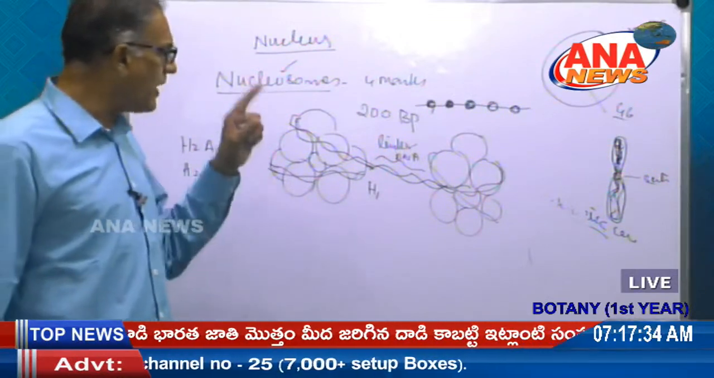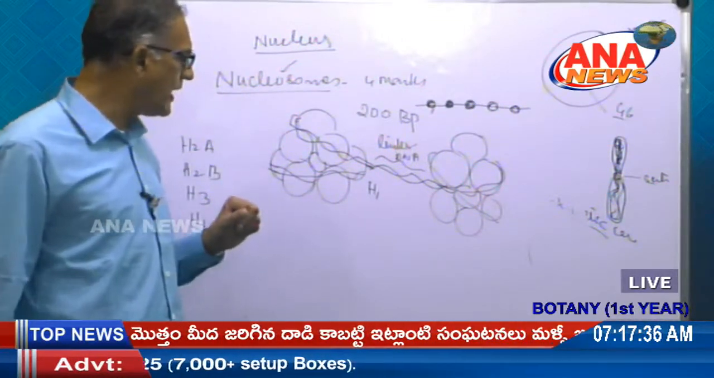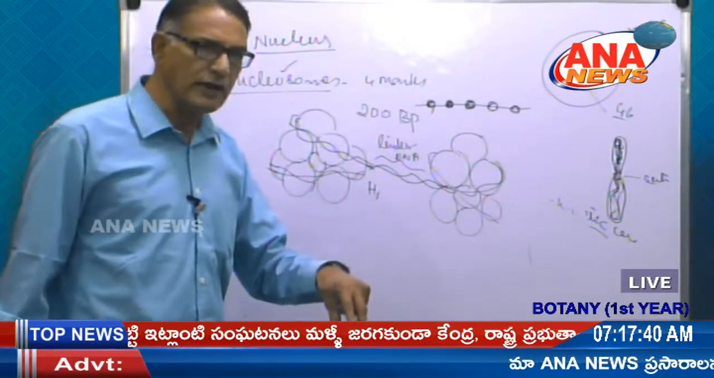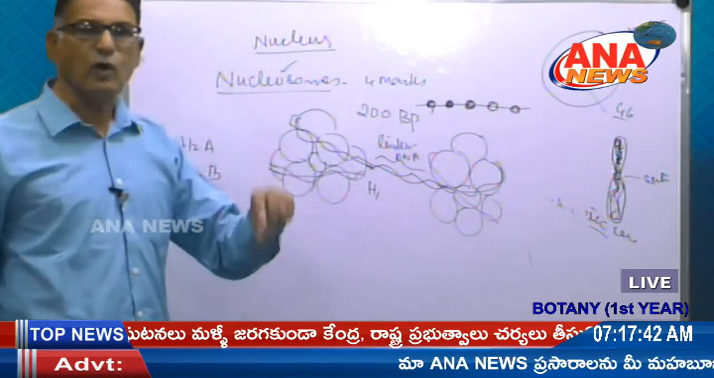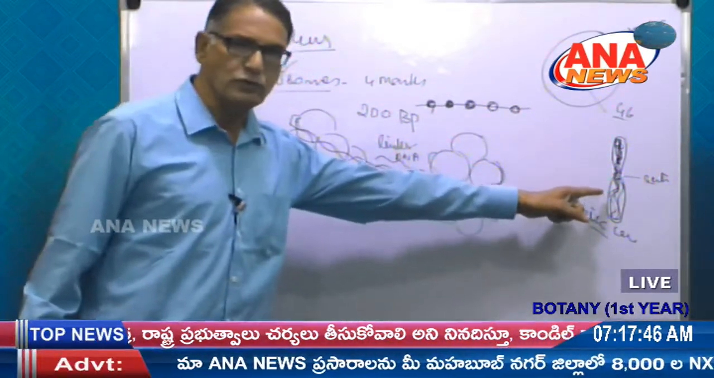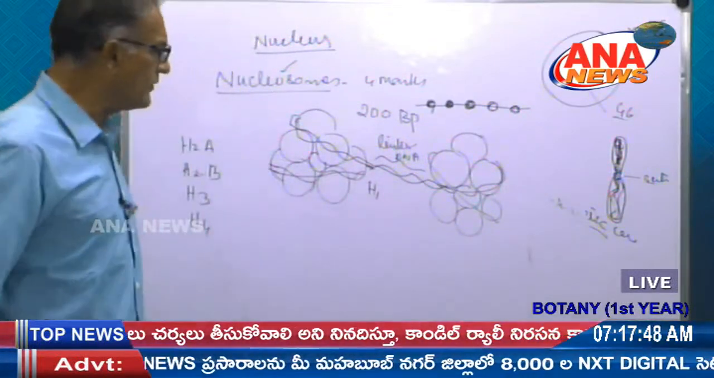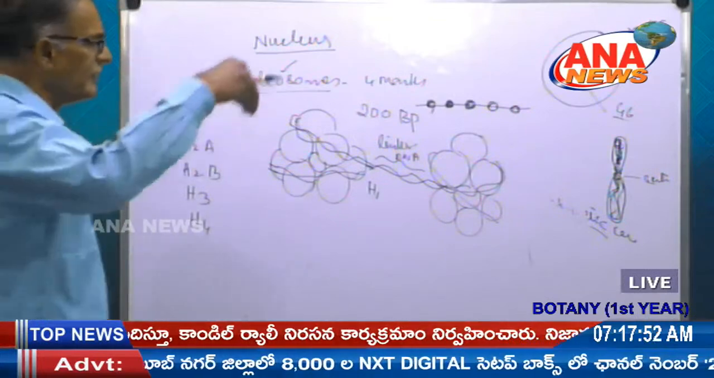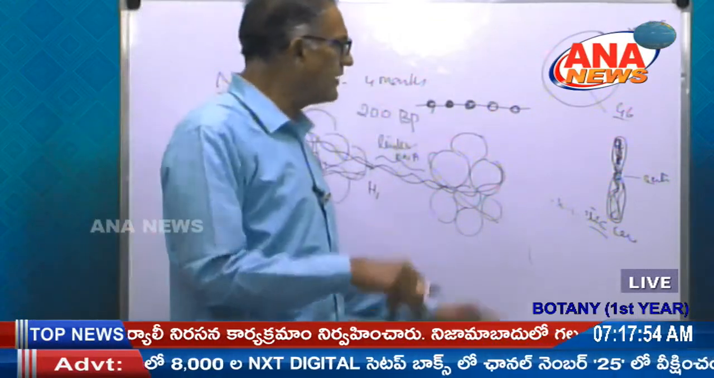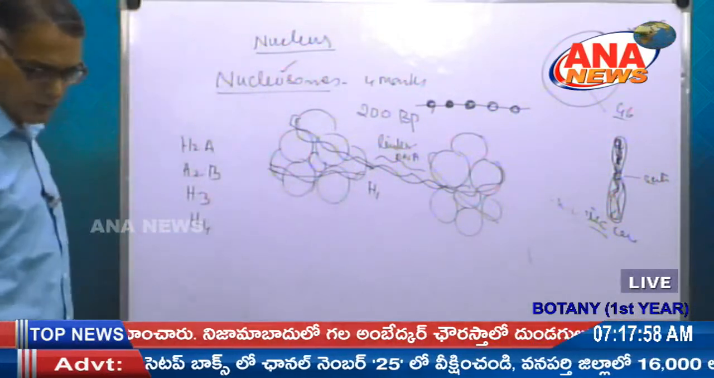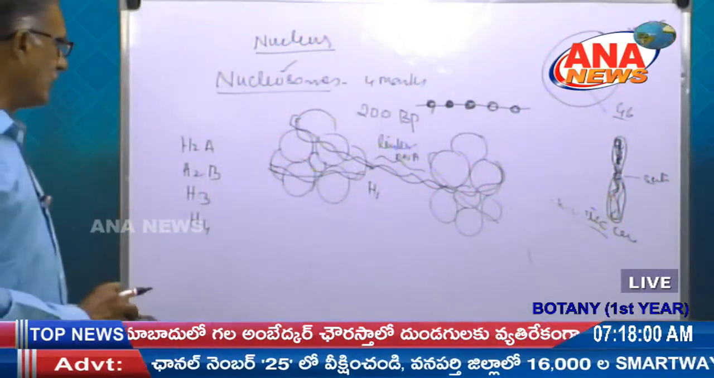Thus the chromatin is coiled as nucleosomes in the nucleus. Then further it is coiled and condensed to form a chromosome. Thus the chromatin material is arranged in the nucleus very tightly with the nucleosomes. That's all about the nucleus.